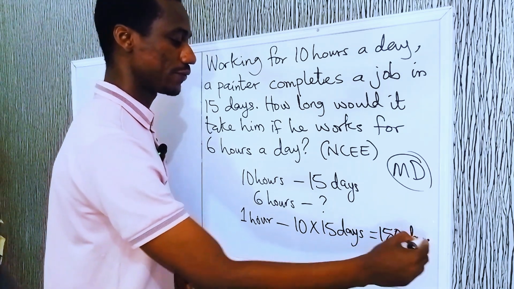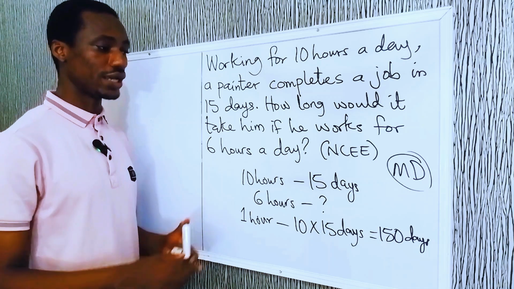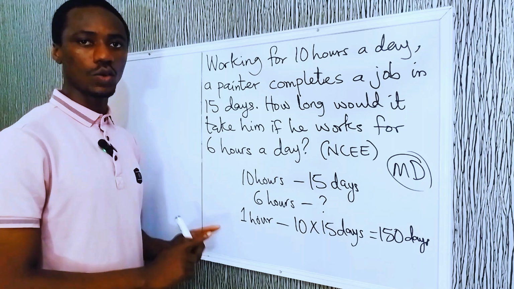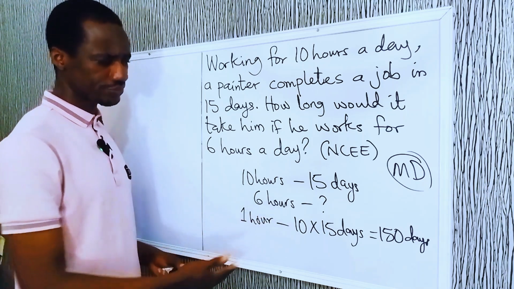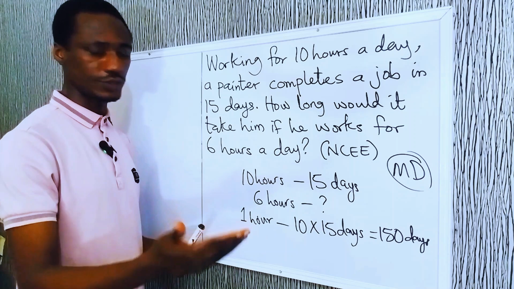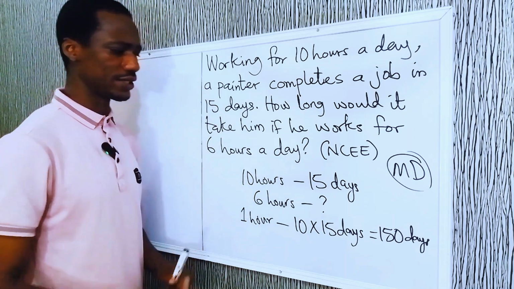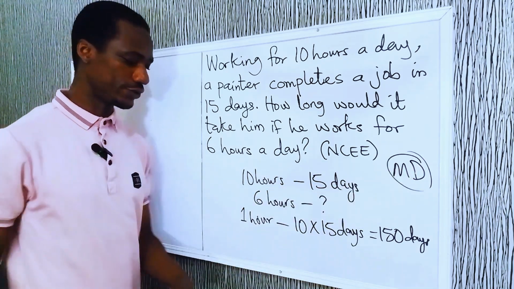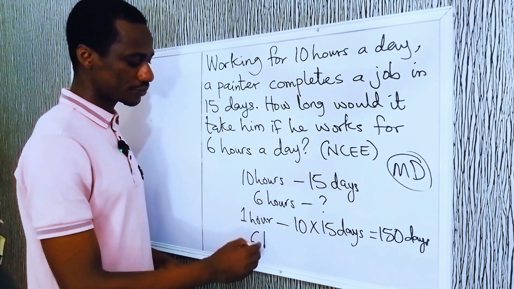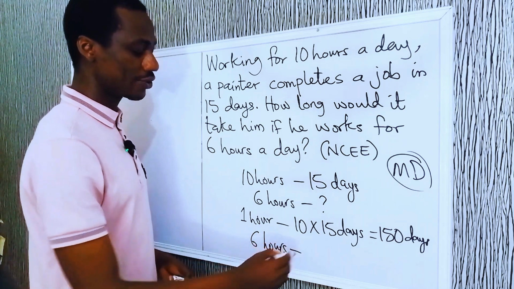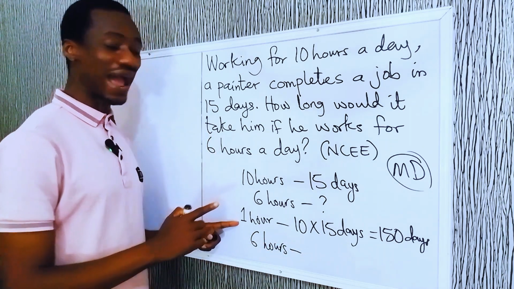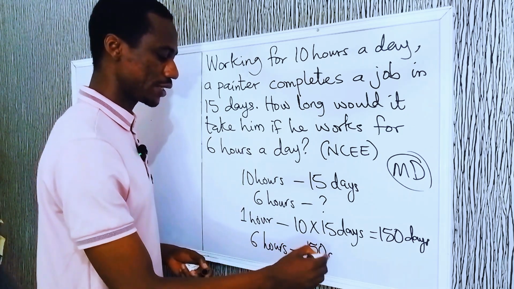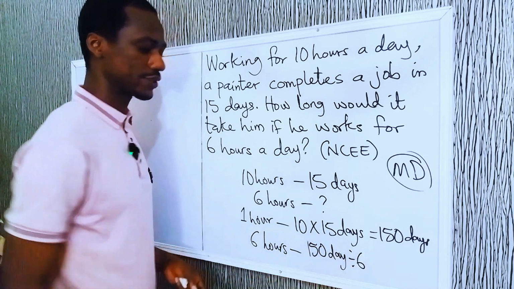So that's 150 days. I told you that MD works well for inverse proportion. To get one quantity, you multiply. Since 10 hours per day will give you 15 days, 1 hour will be 10 times 15 days, and that will be 150 days. We're done with multiplication. Next is division. For 6 hours now, we share the number of days for 1 hour into 6 places. So we're doing 150 days divided by 6.